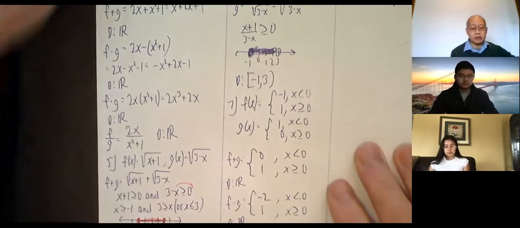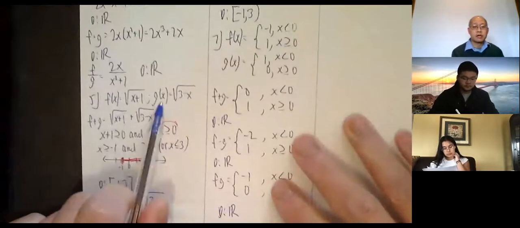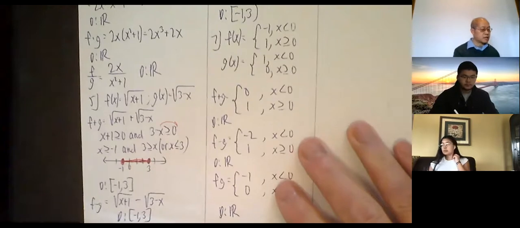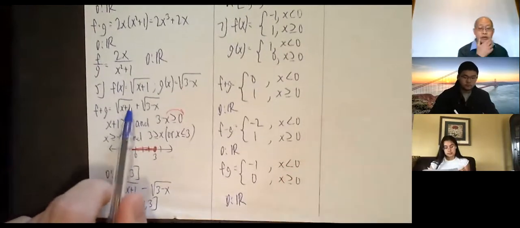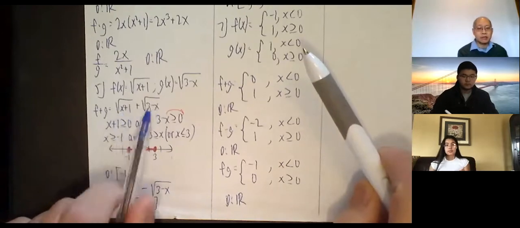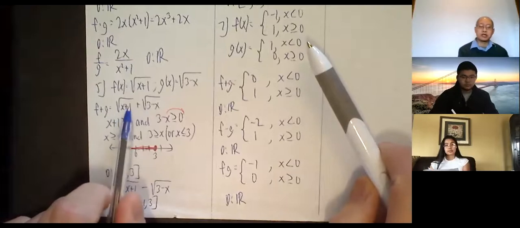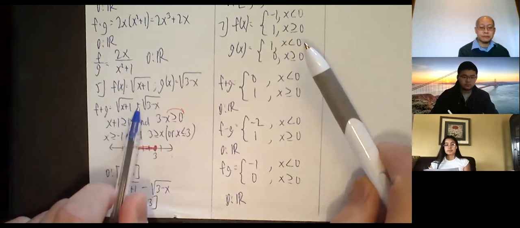Okay, and here was number 5. It's a little bit harder because of the square roots. Okay, so f was radical x plus 1, g is radical 3 minus x. Okay, so f plus g, just add them, and just leave it. There's nothing more you can do with that. In case you're wondering, can I go x minus x and 1 plus 3? No, you can't. You cannot do that for addition of radicals. You can do that for multiplication, but not for addition.